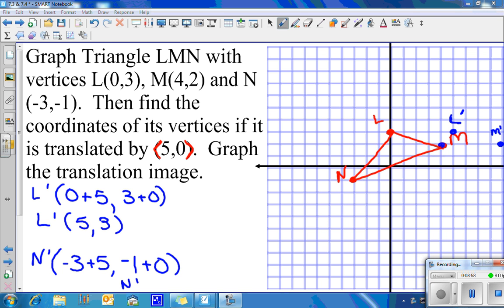Once I get that, my N prime is going to be (2, −1). Notice the exact same picture, just moved to the right.